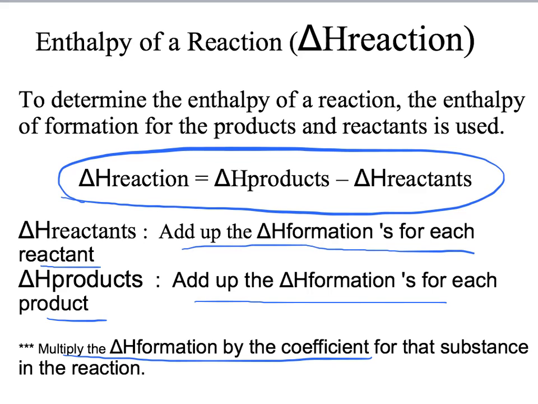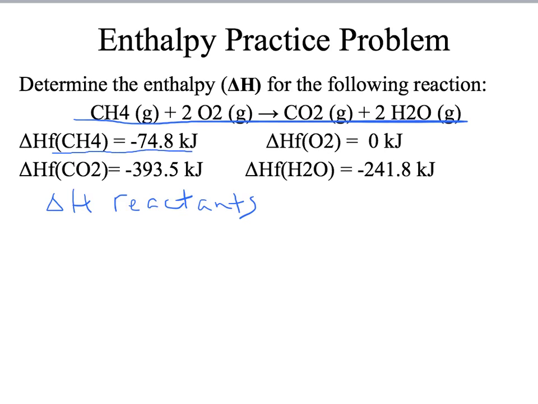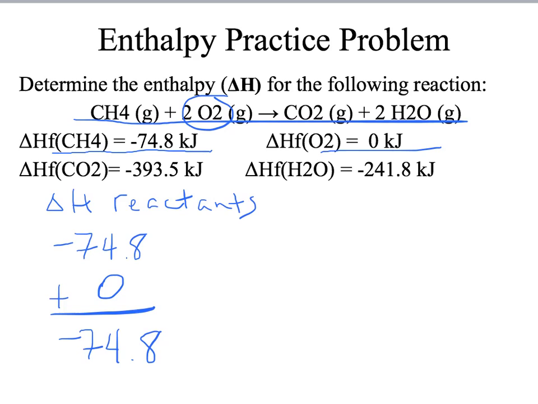So let's look at an example. For this example, we're given the balanced chemical equation, and we're also given the heat of formation for each molecule in the reaction. Let's determine the heat of the reactants first. For the reactants, we're starting out with CH4. This is the heat of formation for CH4, and since there's no coefficient in front, I know I only have one. So I'm going to do negative 74.8. And then the second reactant, we've got two O2s. The heat of formation for O2 is 0, so 2 times 0 is 0. So I can add these up, and I get negative 74.8. That's our heat of formation for the reactants.